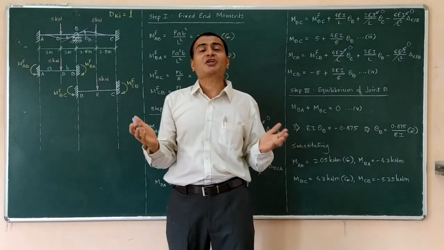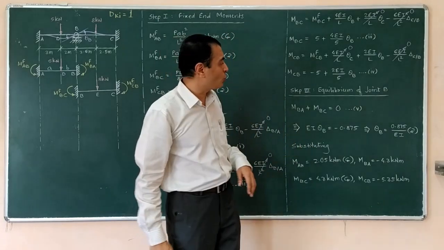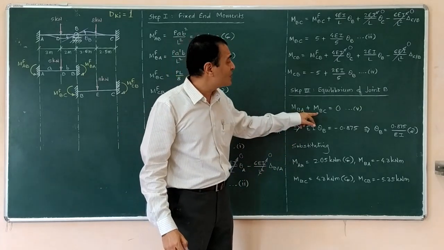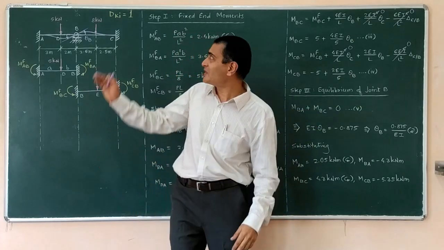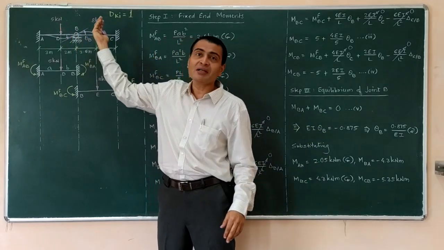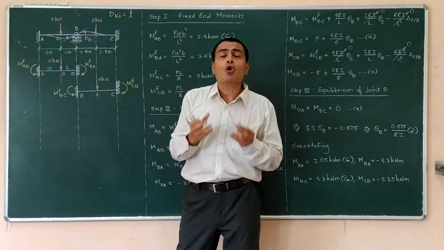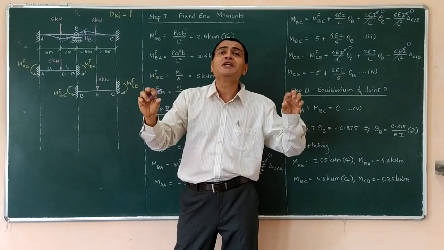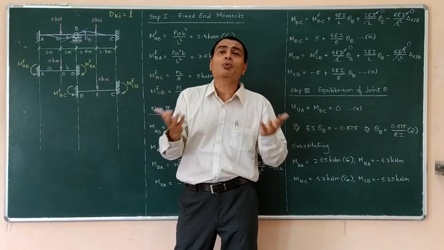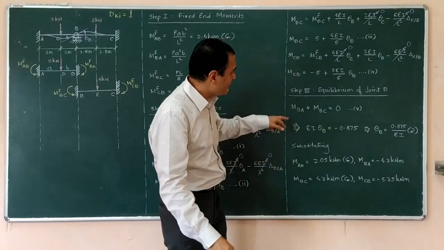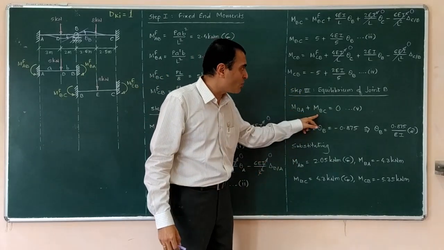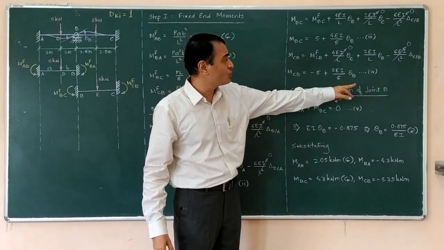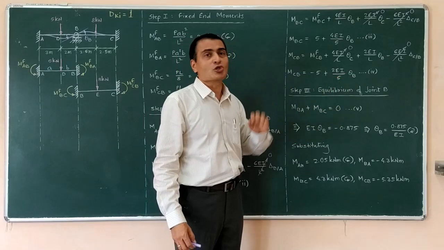So if I express sigma M about B equal to 0, I am simply getting moment M of BA plus M of BC. That is this moment and this moment, their summation should be 0, or those two moments should be equal and opposite, because our beam is continuous, so give and take have to be equal and opposite. So I am writing M of BA plus M of BC for joint B. That is my step 3, equilibrium of joint B. This should be equal to 0.